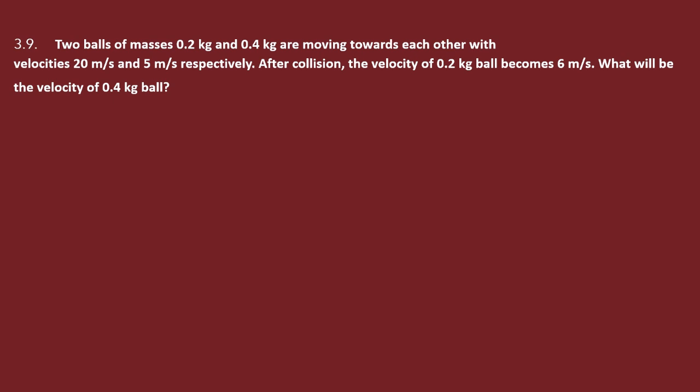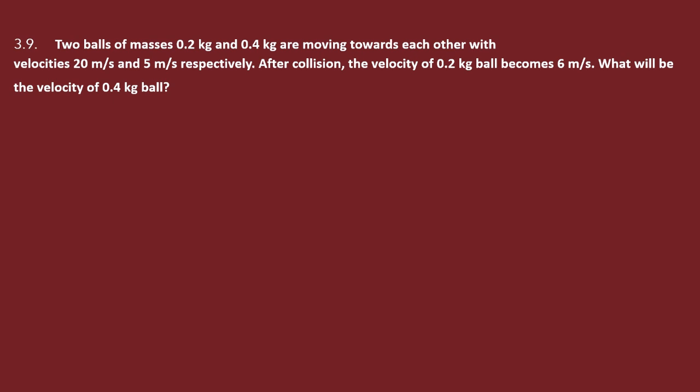This numerical states that two balls of masses 0.2 kg and 0.4 kg are moving towards each other with the velocities 20 meter per second and 5 meter per second respectively. After collision, the velocity of the 0.2 kg ball becomes 6 meter per second. What will be the velocity of the 0.4 kg ball?